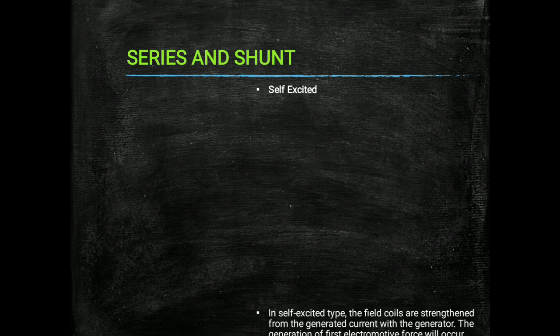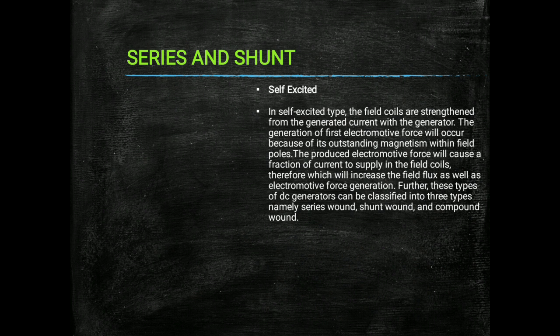Next, series and shunt generator, which is a self-excited DC generator. In a self-excited type, the field coils are energized from the current generated by the generator itself. So in case of a self-excited generator, the magnetic field is energized or excited by the voltage which is induced in the armature. The generation of first electromotive force.